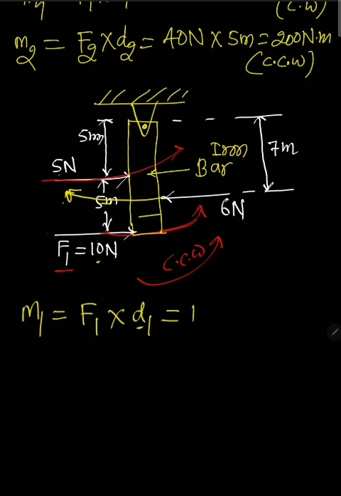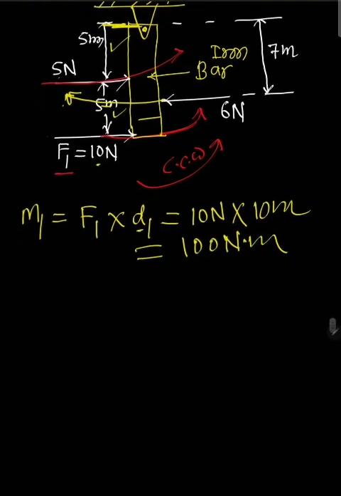Okay, so F1 is 10 Newton. Then what is this distance d1? We have to take the distance up to here, because this one is our axis of rotation. So 5 and 5, it will be 10 meter. So it will come 100 Newton meter.